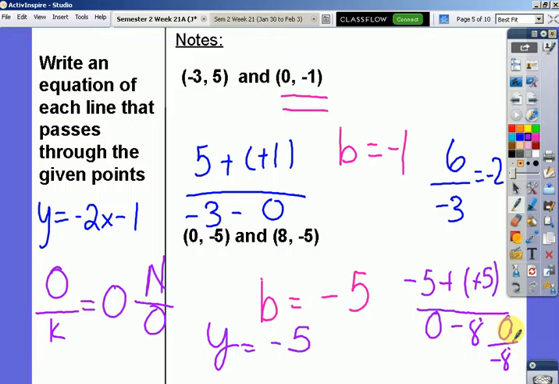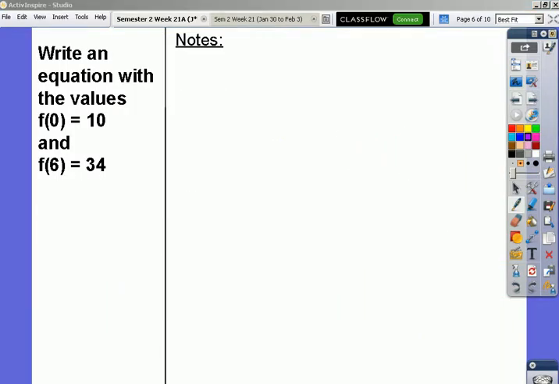Alright. We have 3 minutes. Okay, this slide says, write an equation with the values f of 0 equals 10 and f of 6 equals 34. For some reason, whenever you're given this, f of something equals something, people get confused. Don't let that confuse you. It's still giving you the points. It's just in a different form.